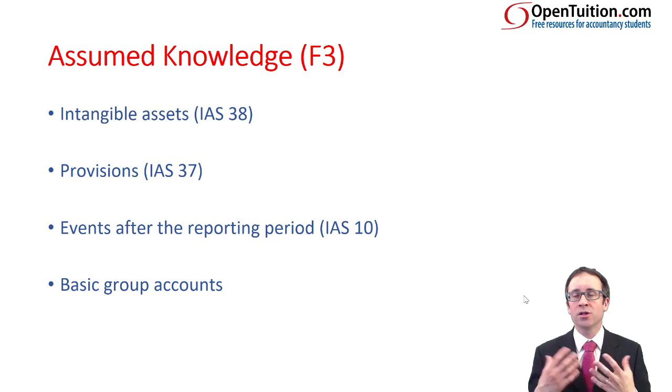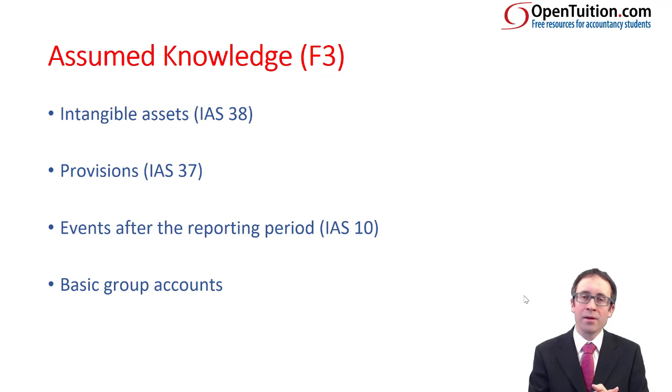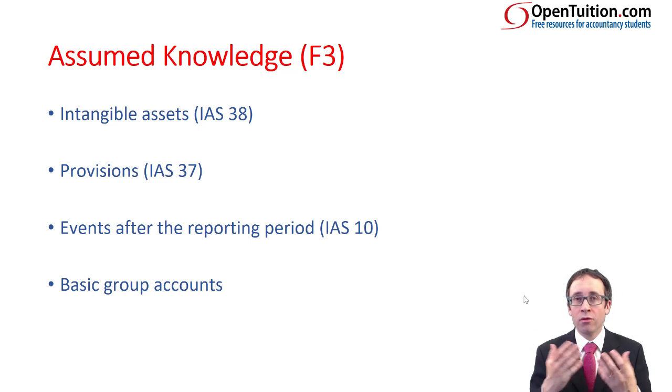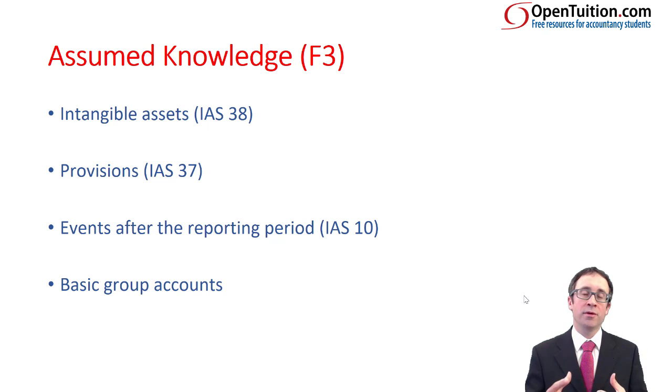So can you prepare the consolidated financial statements? So adding across the assets, the liabilities, income, expenses, 100% on a line-by-line basis. Can you calculate goodwill, NCI, group retained earnings within the group statement of financial position? Can you work out the amount attributable to the NCI and the amount attributable to the parent within the group statement of profit or loss?